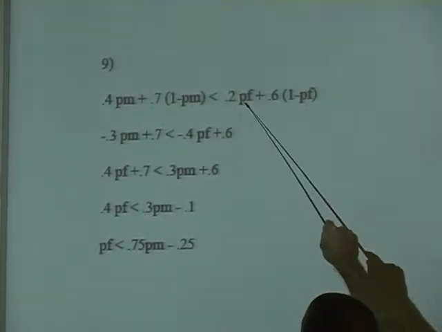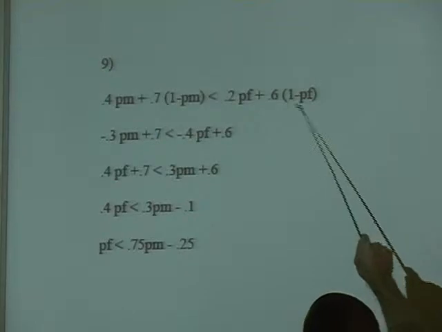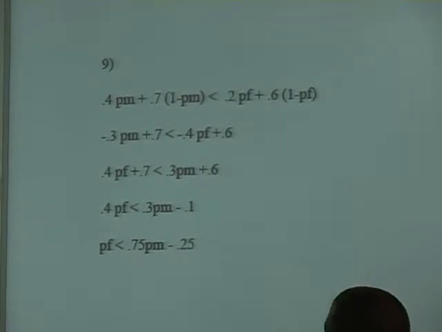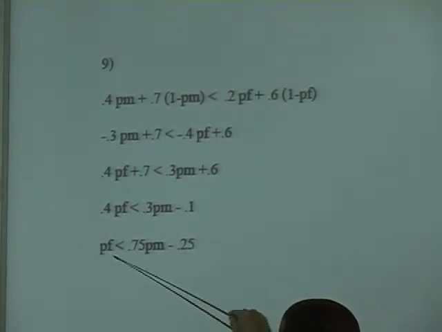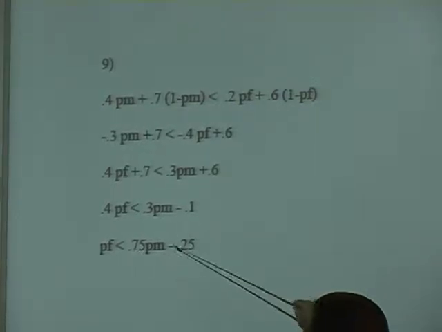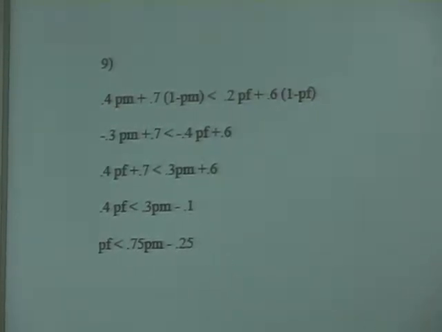He makes 20% of his long shots and 60% of his non-long shots. So 1 minus PF would be the percent of his long shots. So you simply go through the algebra, and you see that the proportion of my friend's shots which are long has to be less than mine times 0.75 minus 0.25. That's what the math gives you.